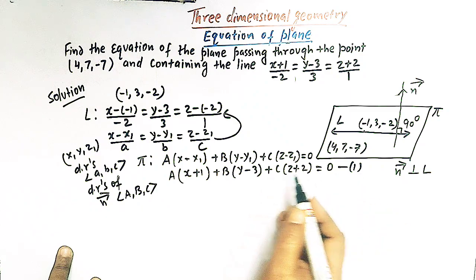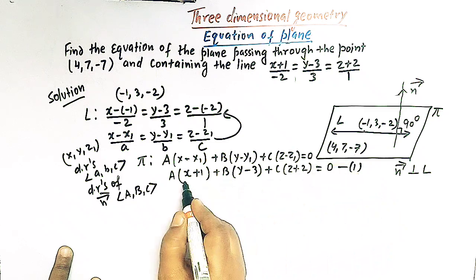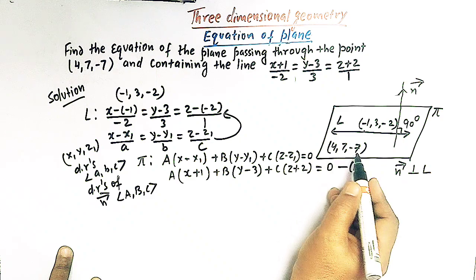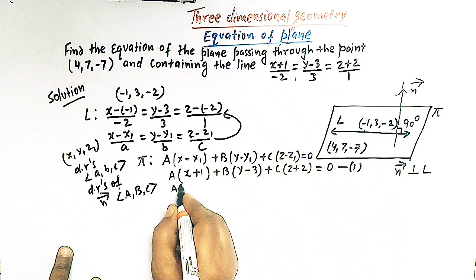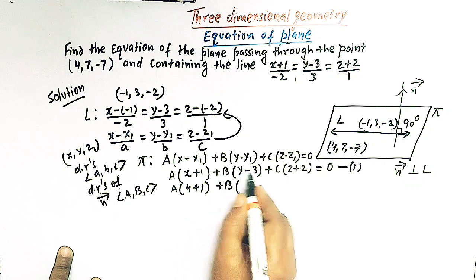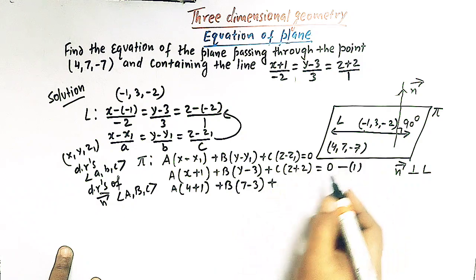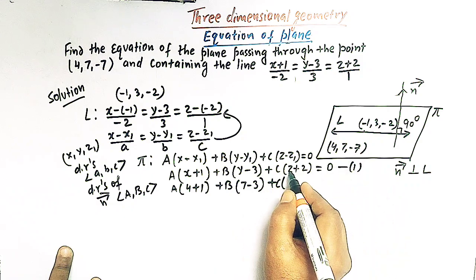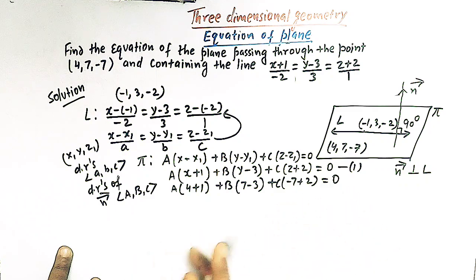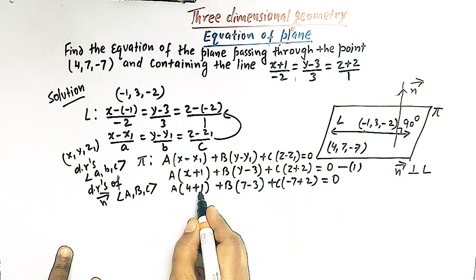Now this plane also passes through this point 4, 7, -7. So let us substitute here for x, y and z as 4, 7 and -7. So we have here A times (4 + 1), then B times (7 - 3), and then C times (-7 + 2) is equal to 0. So now we have an equation in A, B and C. So this is 4 + 1, 5.